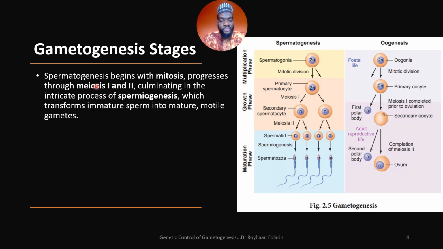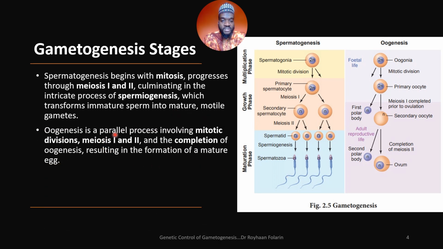So we understand from this explanation that spermatogenesis begins with mitosis, then it progresses through meiosis 1 and 2, which is similar to what happens in oogenesis. And this culminates in the intricate process of spermiogenesis, which is the transformation of the spermatid into spermatozoa, which transforms immature sperm into mature motile gametes. Oogenesis is a parallel process that involves mitotic divisions, meiosis 1 and 2, and the completion of oogenesis, which also results in the formation of a mature egg.